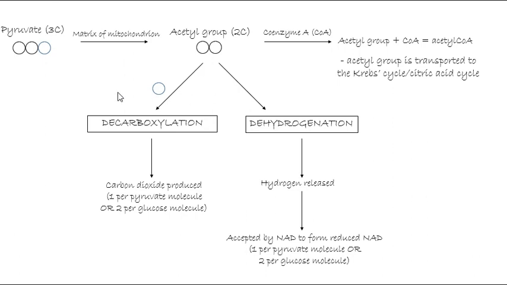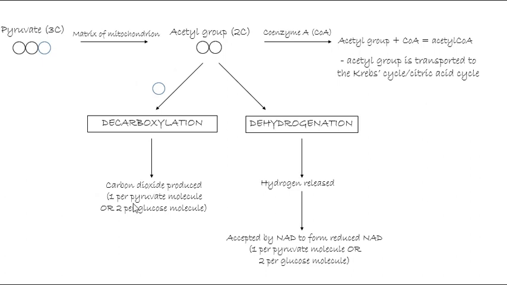So whenever decarboxylation occurs, the removed carbon forms carbon dioxide. And you need to know how much carbon dioxide is produced per glucose molecule. So 1 molecule of carbon dioxide is produced per pyruvate molecule, because since 1 carbon atom is removed per pyruvate molecule, that 1 carbon atom forms 1 molecule of carbon dioxide per pyruvate molecule.